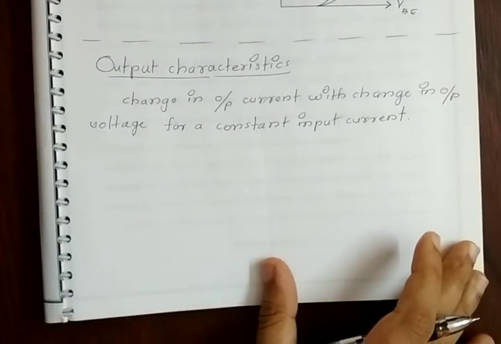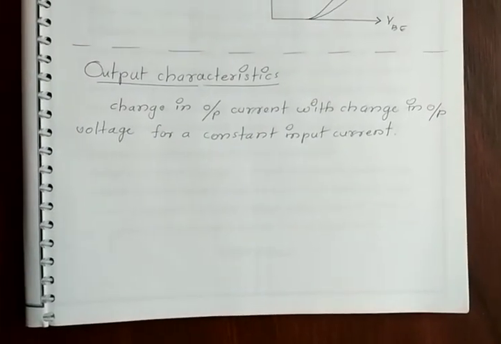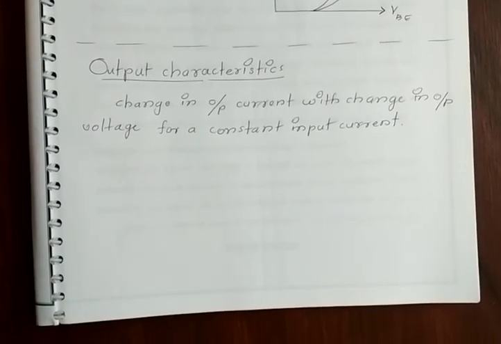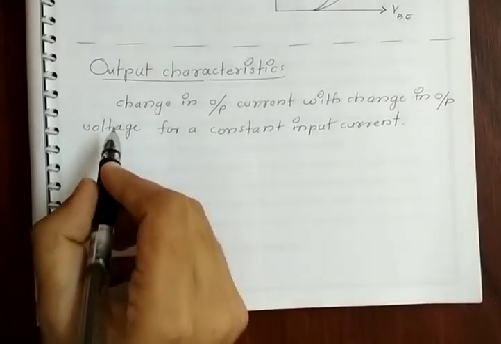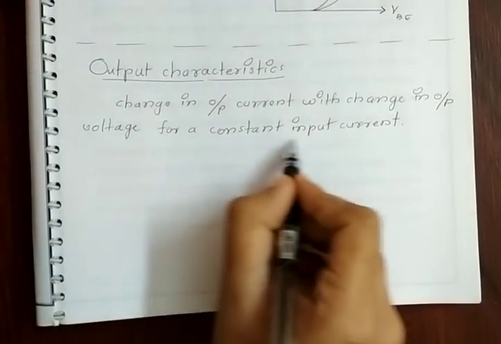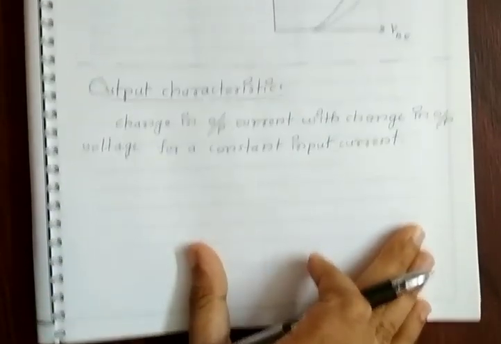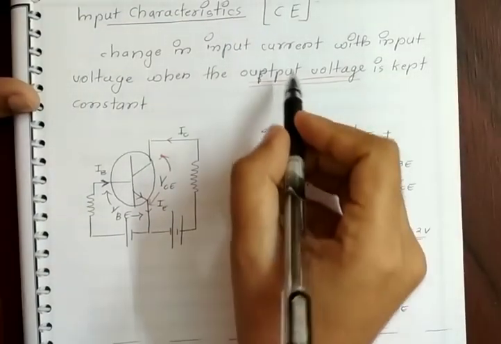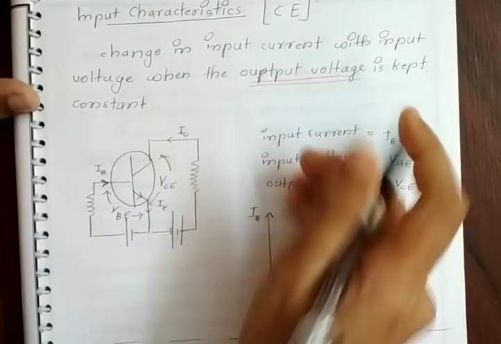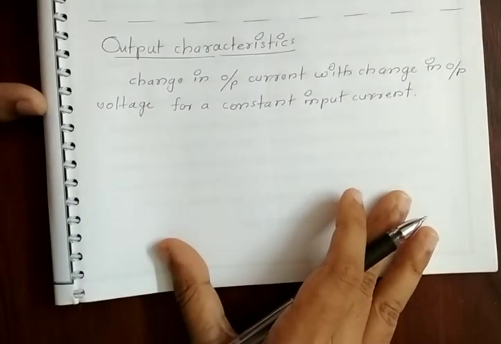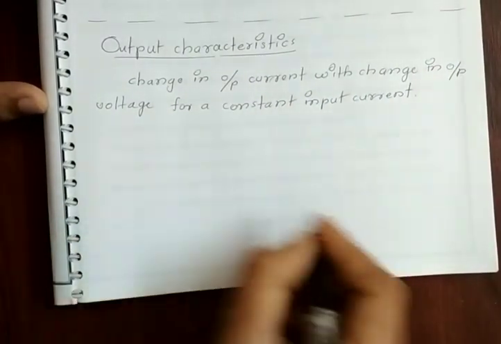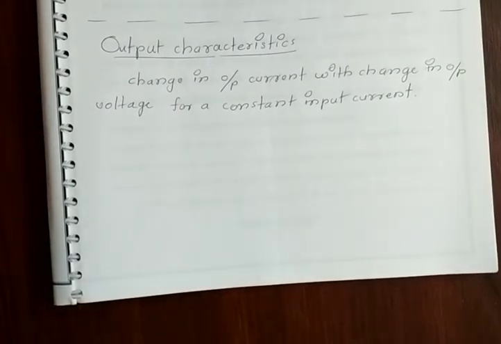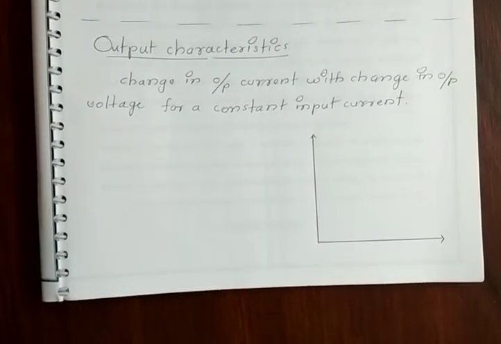Now, the output characteristics of a common emitter configuration or any other configuration is defined as the change in output current with change in output voltage for a constant input current. So, in the previous case, for input characteristics, output voltage is kept constant. But in output characteristics, input current is kept constant. So, when we draw a graph here, it would be like this.